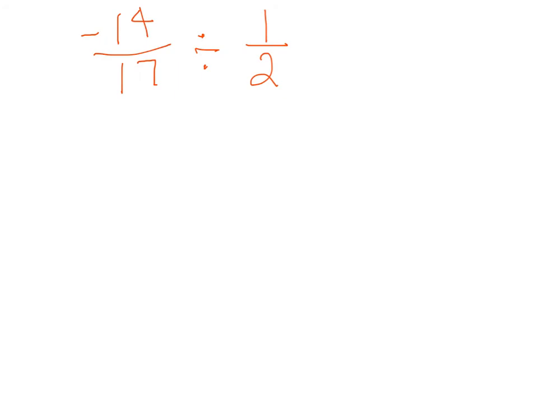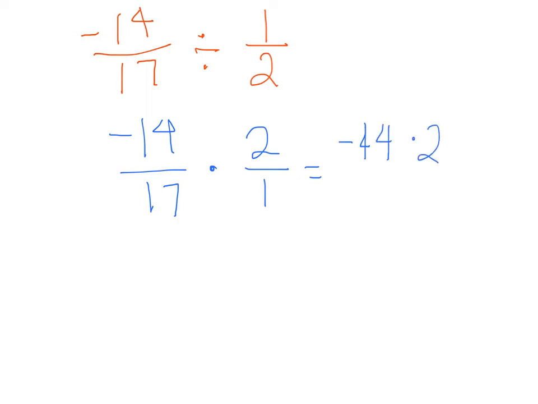So our last example is -14/17 divided by 1/2. So we keep -14/17, change division to multiplication, and the reciprocal of 1/2 is 2/1. Okay, so now we have -14 multiplied by 2 over 17 multiplied by 1.